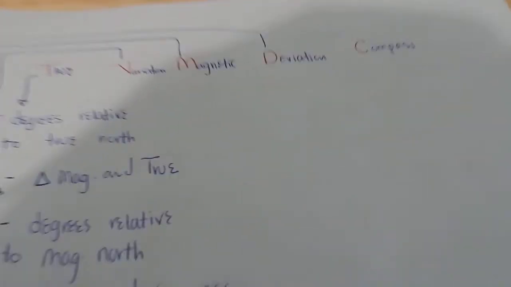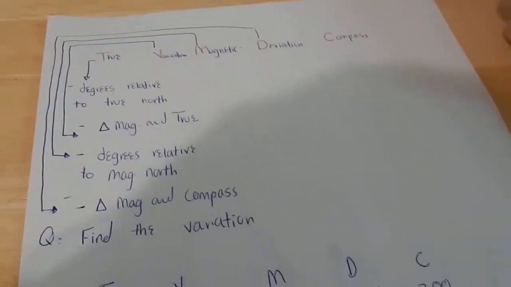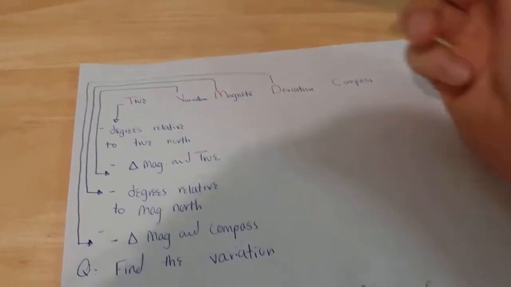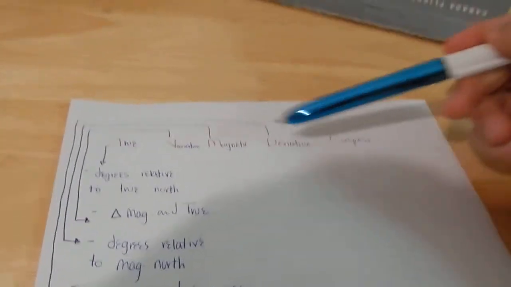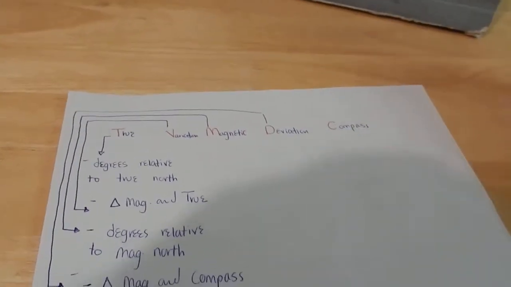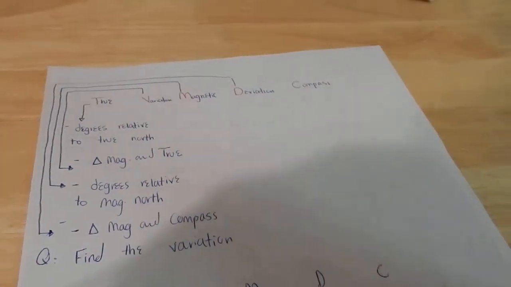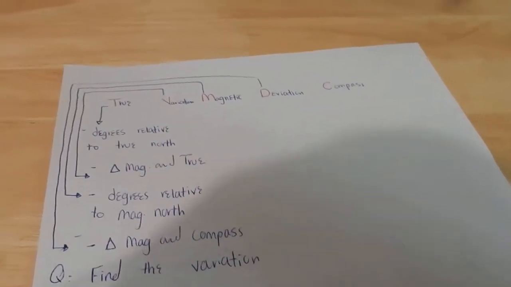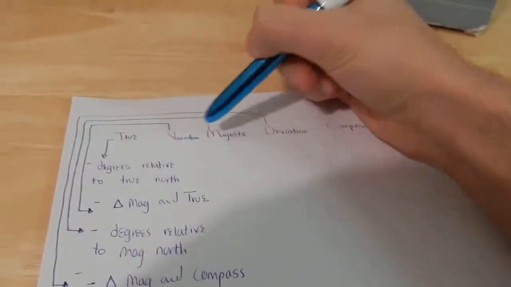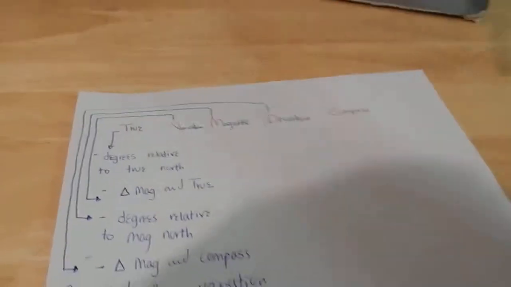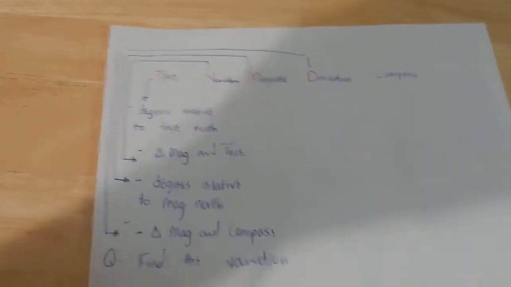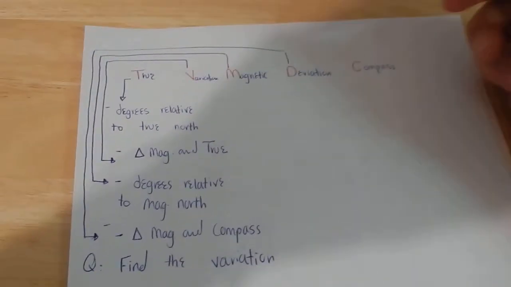Right, hey guys, as you requested, I'm going to make this video about the TVMDC. Remember, TV makes dumb cadets, and that's the way to memorize it. They stand for true, variation, magnetic, deviation, compass. If you don't recall, I wrote a very short definition, so if you want, pause the video and look at the definition.